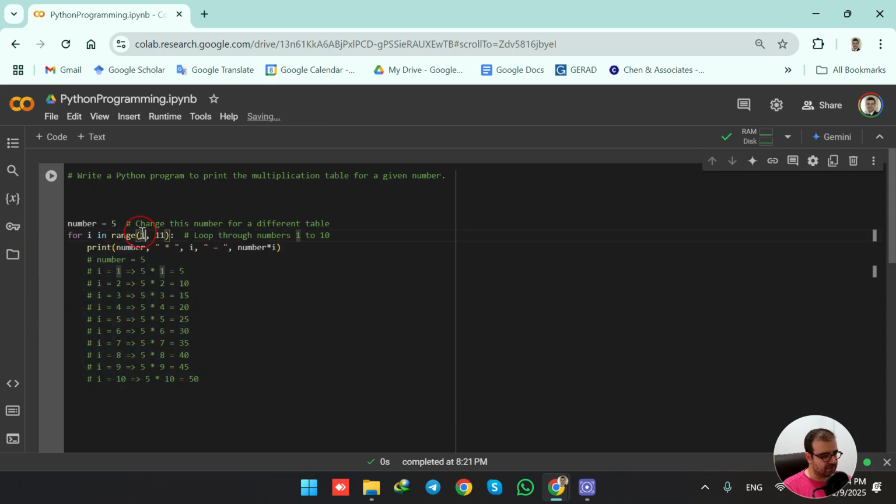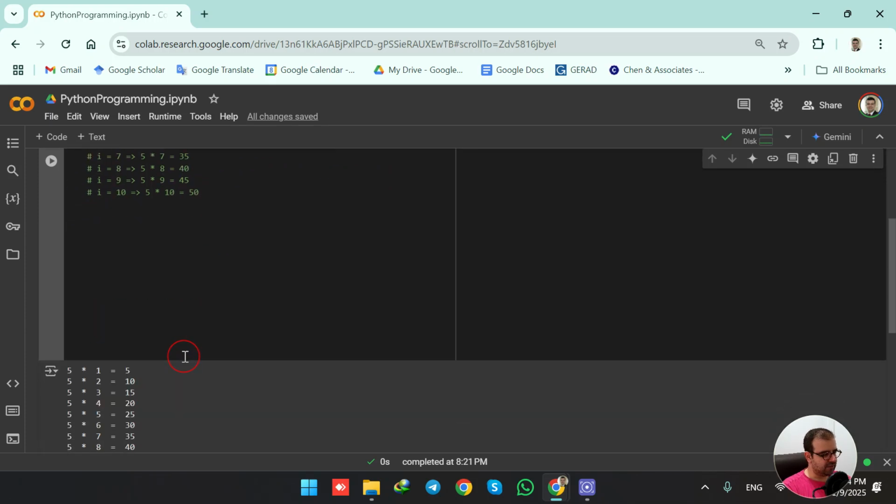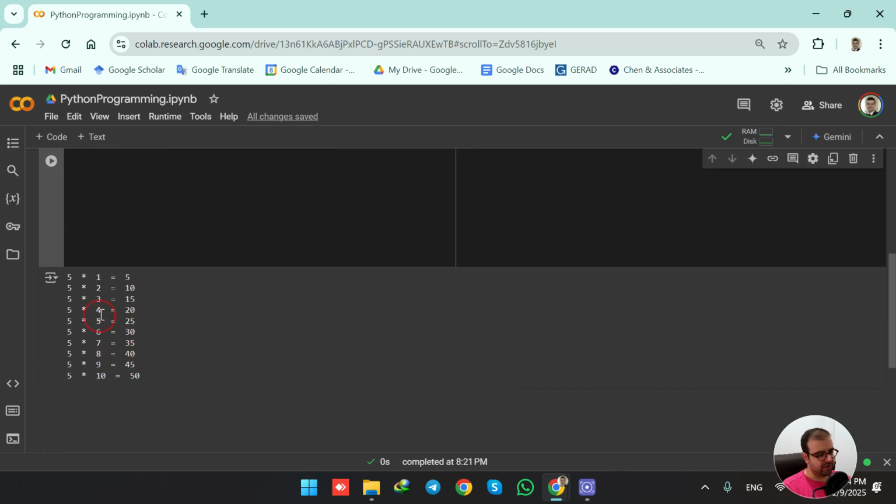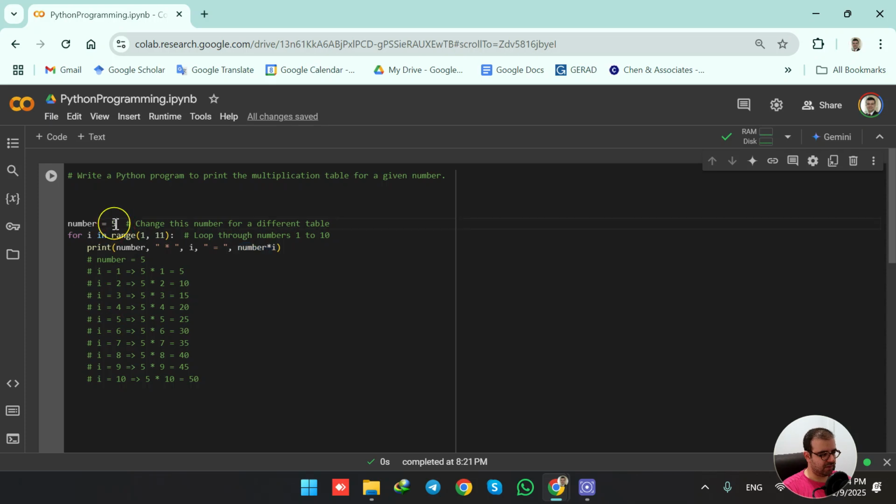So I starts from 1 and it ends at 10. And in each iteration, the number equals 5, this variable number. Okay, it is a fixed value 5, so 5 is fixed, but I is changing and it is looping through 1 to 10, and the output is being printed out here using this formula, number times I. So this is basically how we are printing out the multiplication table for number 5.